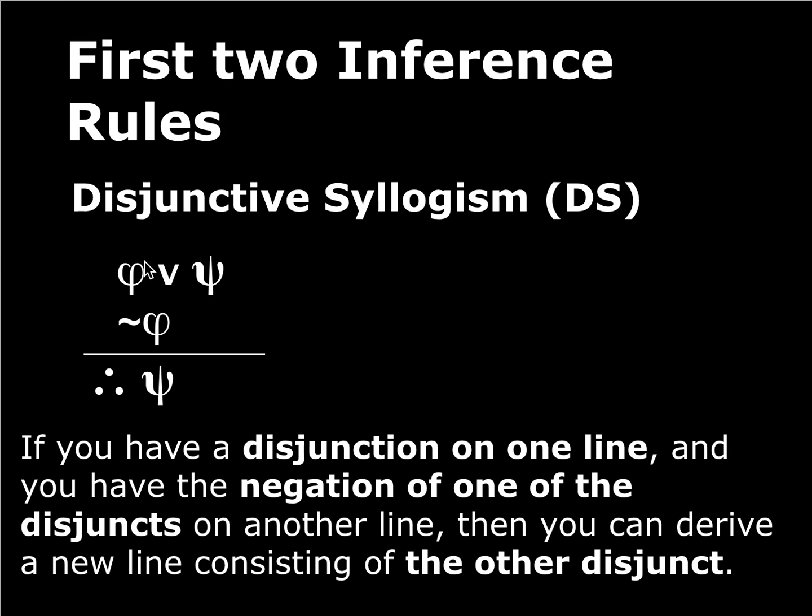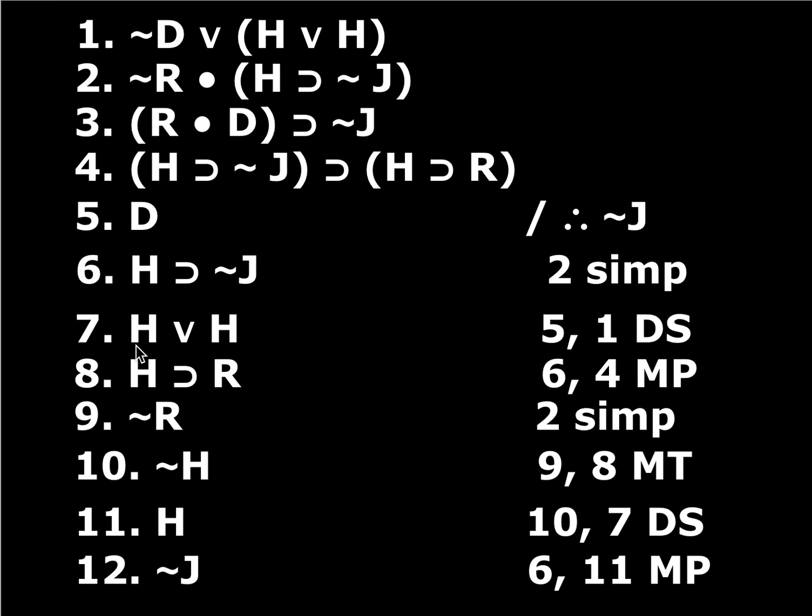Same thing with disjunctive syllogism. These variables can stand for any statement. In particular, phi and psi might both stand for h, right? So let's go back to 140, which was here. Here we have a disjunction. This will be phi or psi, but in this case, both phi and psi stand for h. So if this is phi, this is psi, this is not psi, and this is phi. So it still fits the pattern.